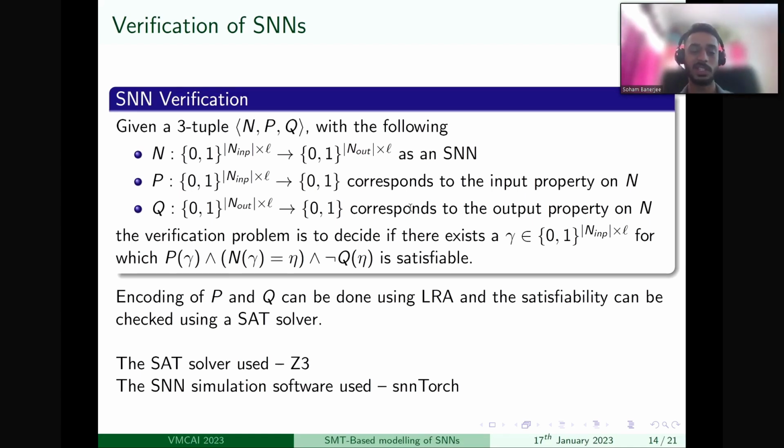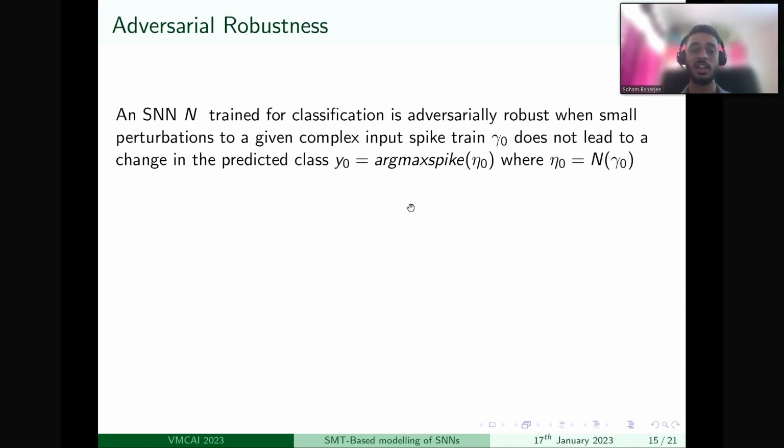Now let us look at a specific example of the verification problem, that being adversarial robustness. Adversarial robustness for a spiking neural network N is the robustness against some input noise. That means that upon adding some input noise to the spikes, we still get the correct output, or the same output, from the neural network. Where for a classification problem, the same label is selected.